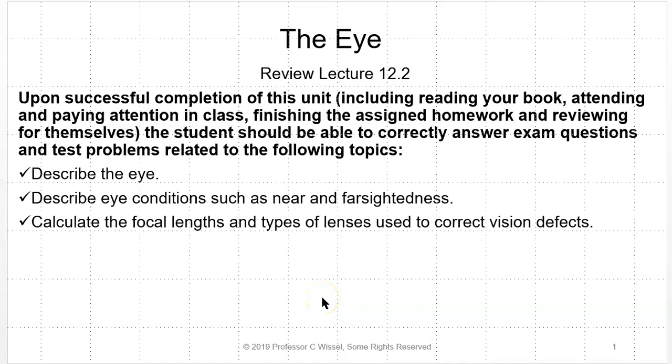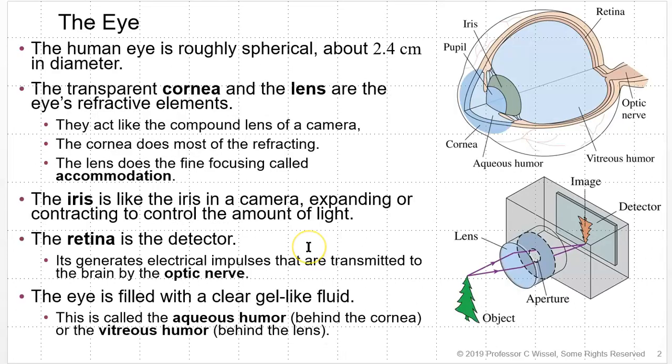Okay, this is review lecture 25b, I think it is, on the eye. The human eye is roughly spherical, about 2.4 centimeters in diameter. That's about an inch. The transparent cornea and lens are the eye's refractive elements. They act like the compound lens of a camera. The cornea does most of the refracting. The lens does the final focusing called accommodation.